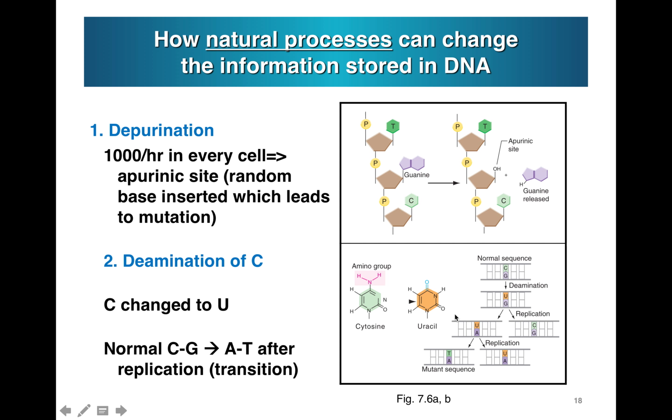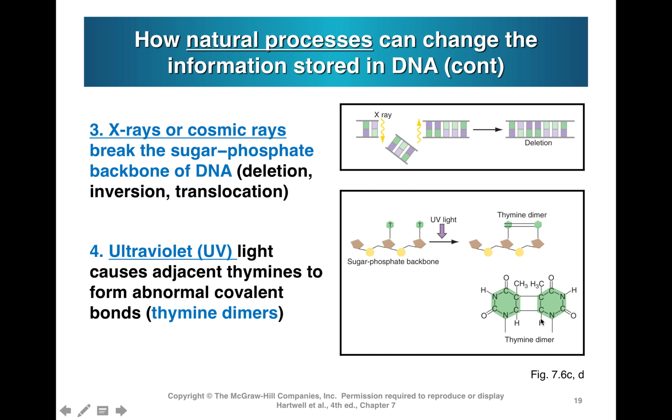And when that replicates, the A right here will be with a T, and the U right here will be with an A. So we get this mutation. We have a TA or a UA instead of the CG that it was supposed to be. And that's what deamination causes.